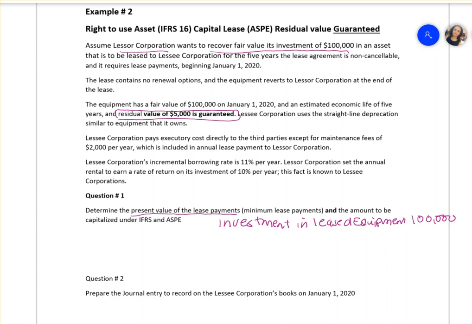The lessee is going to guarantee them the 5,000. So that will be 5 years from now. So you have the present value of that residual value. So this is what happened: present value of residual value, because it's guaranteed. So how do you calculate present value? I'm going to put it in here.